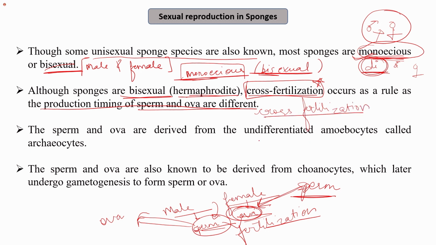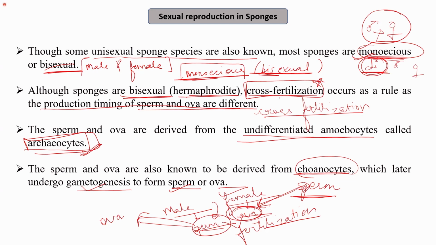The sperm and ova are derived from the undifferentiated amoebocytes, which are called archaeocytes, right? This is another kind of cell. We learned about choanocytes, amoebocytes, and archaeocytes. These are different cells having different functions. The sperm and ova are also known to be derived from the choanocytes, which later undergo gametogenesis to form sperm or ova. We know that the amoebocytes are attached to the choanocytes, right?